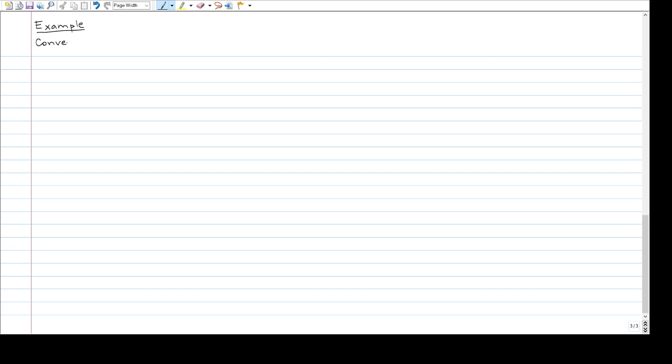Convert the equation. What is our equation? We have third derivative of y plus 3 times second derivative of y minus t times first derivative of y plus 2 times y equal to cosine t. So this is our equation. Convert the equation into a system.